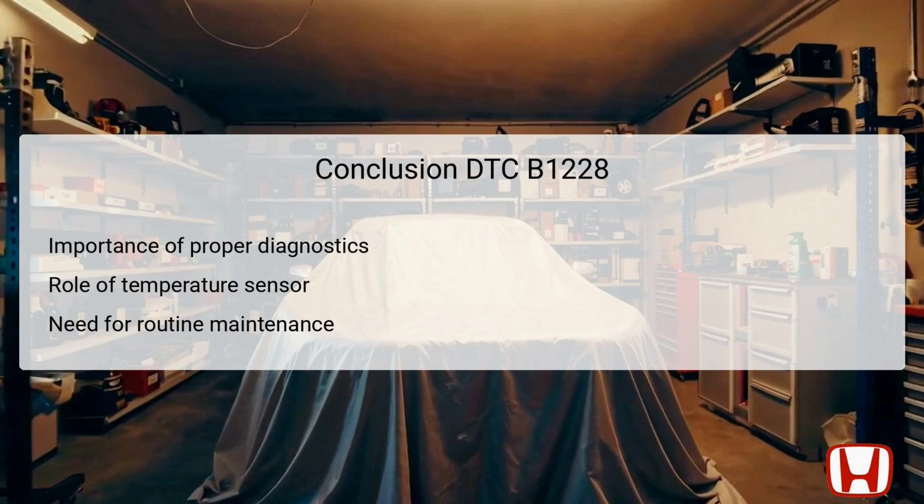Proper diagnostics are essential to identify whether the fault lies within the sensor, its wiring, or the climate control unit itself. The troubleshooting steps outlined provide a clear and systematic approach to effectively resolve issues linked to this specific trouble code. It is equally important to emphasize routine maintenance checks to prevent the recurrence of DTC B1228. By staying proactive with preventive measures, drivers can ensure a comfortable driving experience and uphold the quality and performance of their vehicle in the long term.